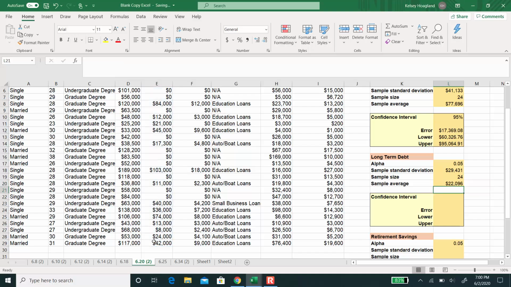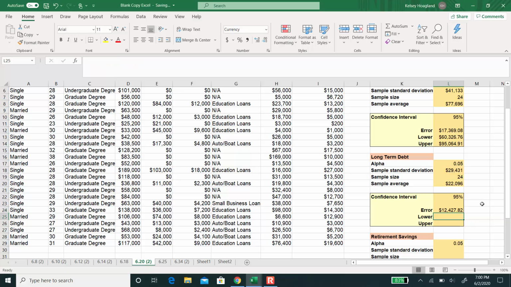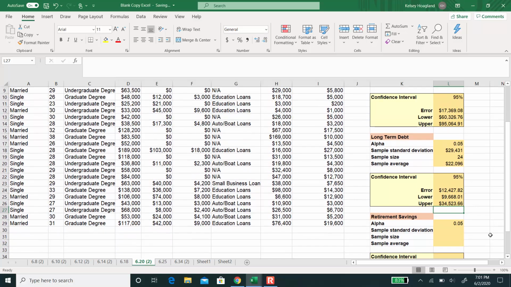Close parentheses, hit enter. Now the confidence interval is 95%, and we find the margin of error. We'll use the confidence T again, and then insert the alpha, comma, standard deviation, comma, sample size. Around $12,000. Now to find the confidence interval, the lower limit, we take the sample average and we subtract the error. For the upper, we take the sample average and we add the error for $9,000 roughly and $34,000.